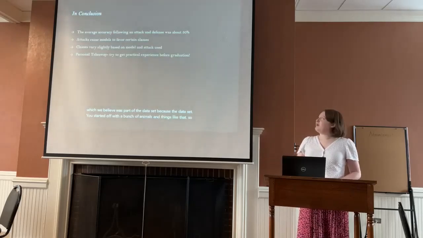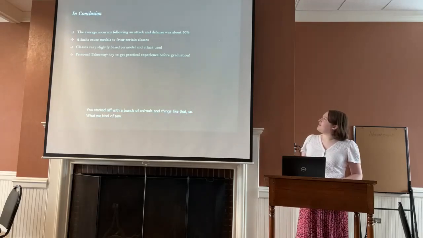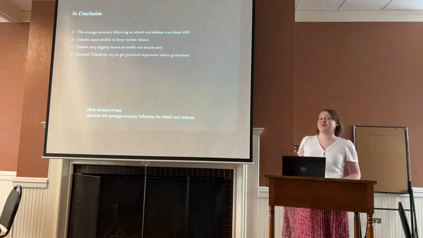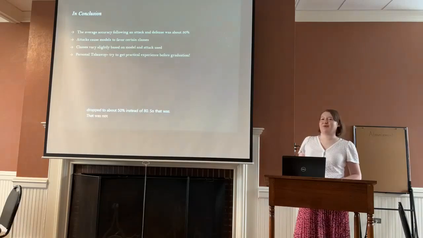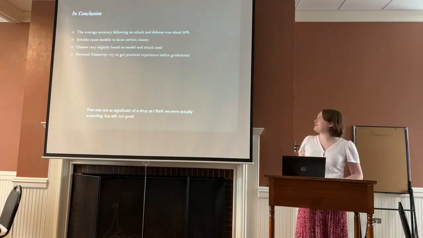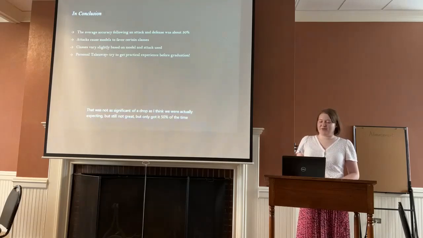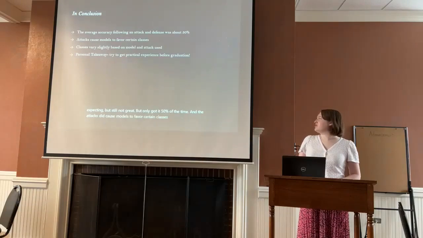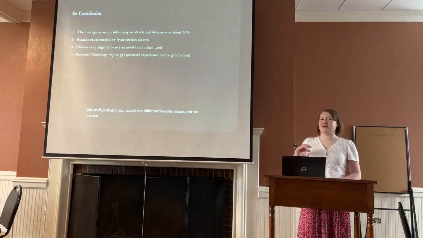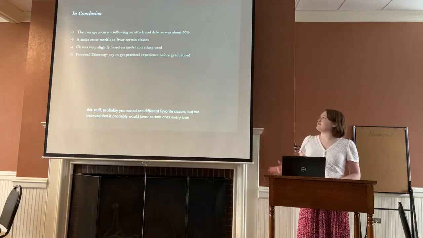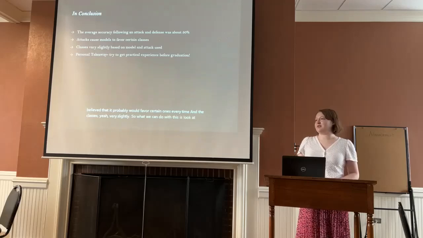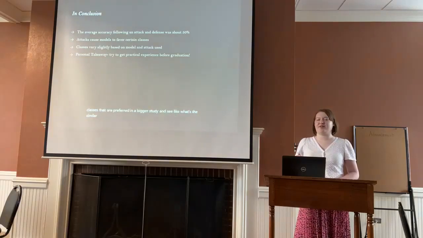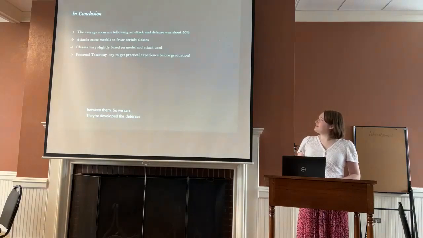So what we saw was that the average accuracy following the attack and defense pair dropped to about 50% instead of 80%. That was not as significant of a drop as I think we were initially expecting, but still not great. Only about 50% of the time. And the attacks did cause models to favor certain classes. In a larger study, probably you would see different favored classes, but we believed it probably would favor certain ones every time. And the classes vary slightly. So what we can do with this is look at the classes that are preferred in a bigger study and see what's similar between them so we can better develop the defenses against these attacks.